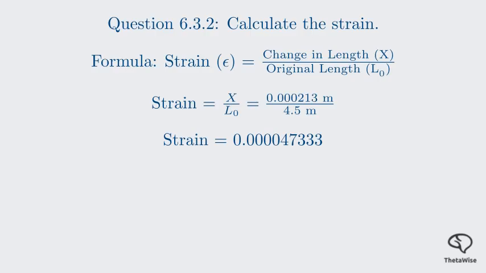Let's do the same. To convert to scientific notation, we move the decimal point to the right until it is after the first non-zero digit. We moved it 5 places. So the strain is 4.733 times 10 to the negative 5. This matches the memo. We've reached the final calculation.